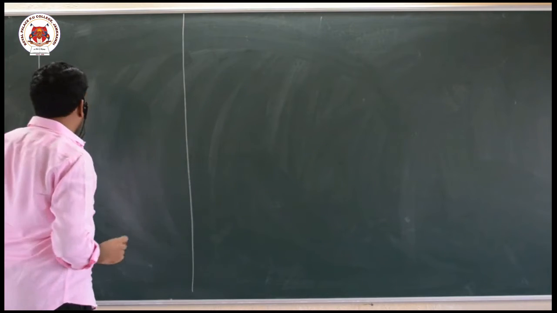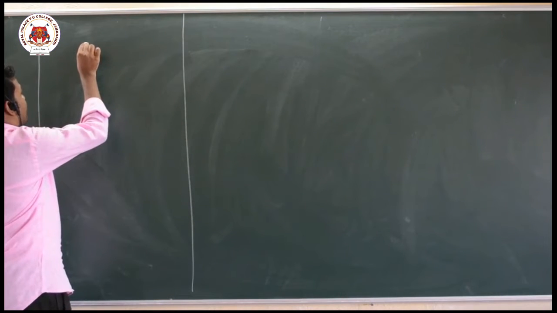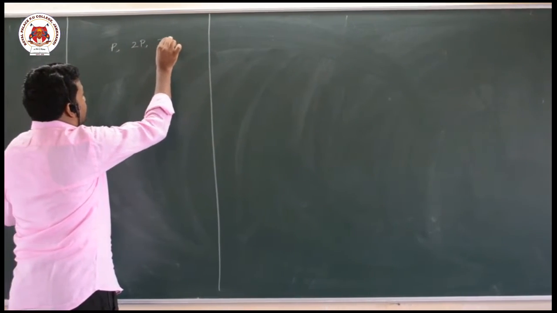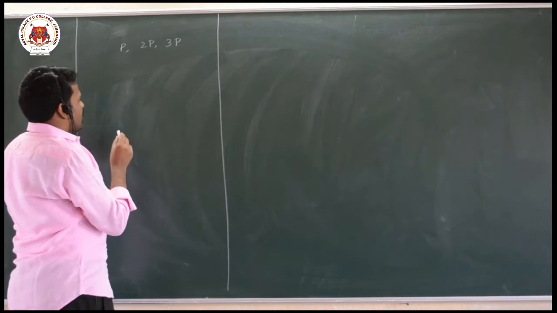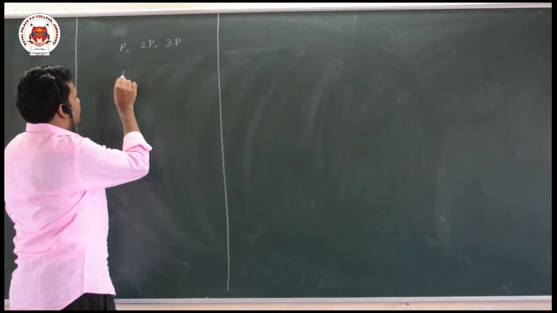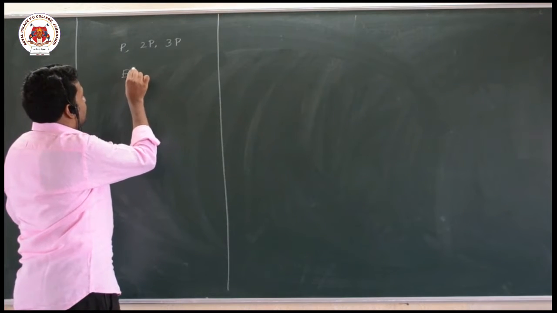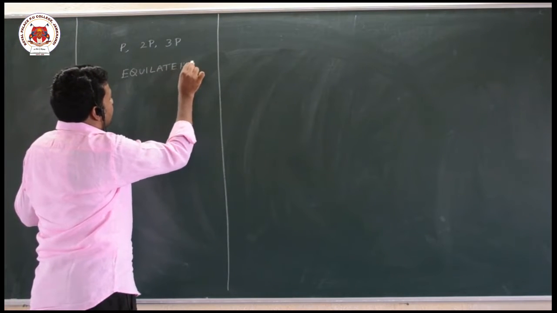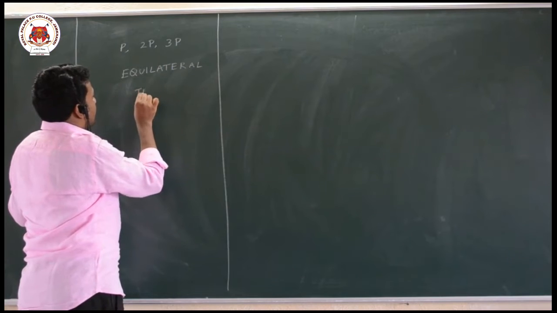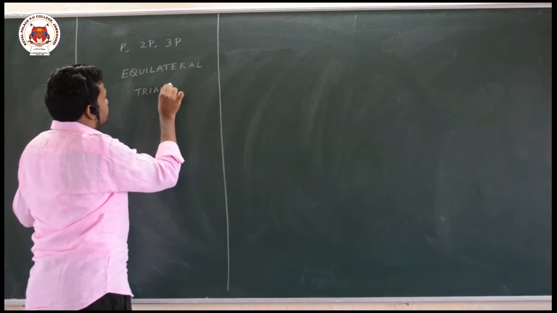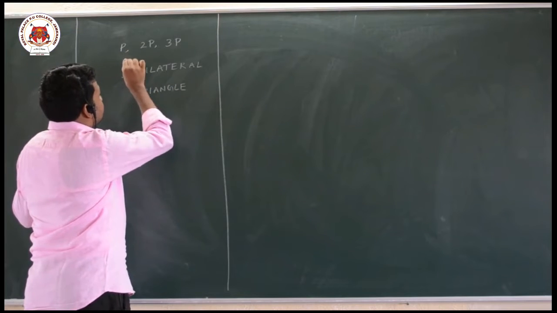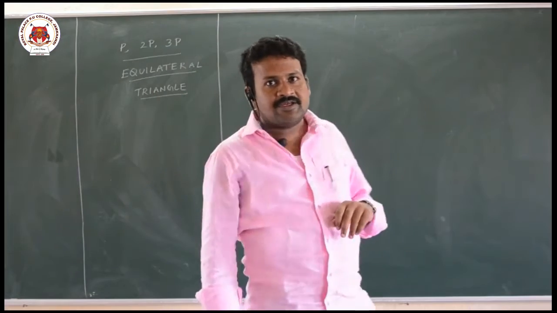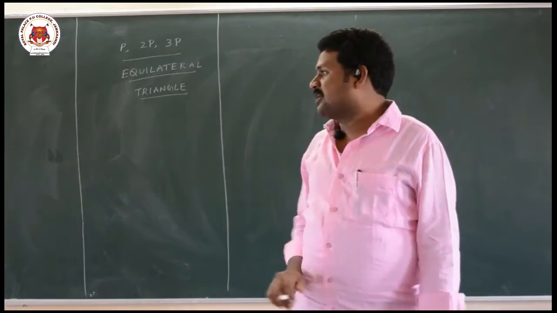if three vectors of magnitude p, 2p and 3p are acting along the three sides of an equilateral triangle, then find their resultant. This is the question. Three vectors p, 2p and 3p are acting along the sides of an equilateral triangle.